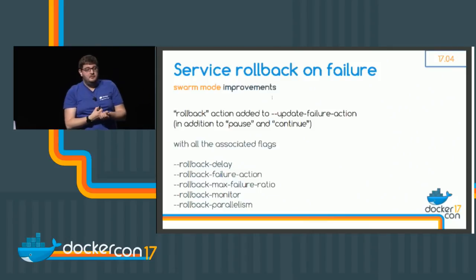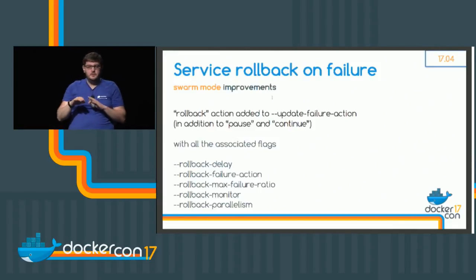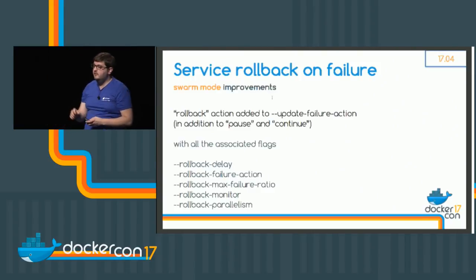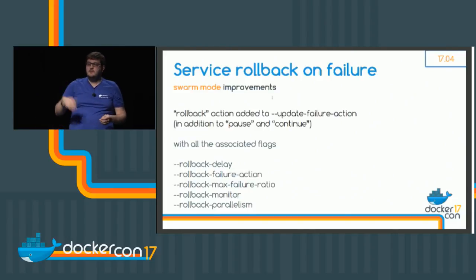Next one is service rollback. It's also a very cool feature. So in the past, before 1704, when you were doing a service update and a failure was happening, you basically had 2 choices. You would pause the update and wait for some human intervention, or you would continue and simply ignore the failure. In 1704, we added a third option called rollback that is basically going to roll back the update. As soon as we detect a failure, we come back to the previous replicas and put back the previous version that was working. Great feature, and it came with a bunch of flags.